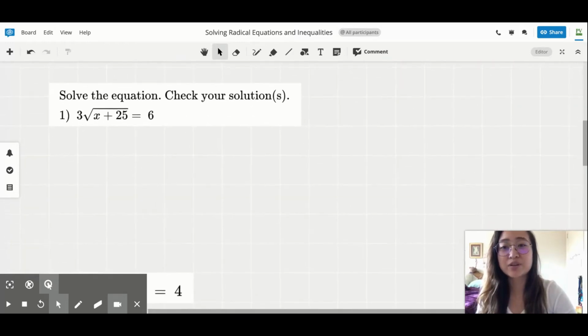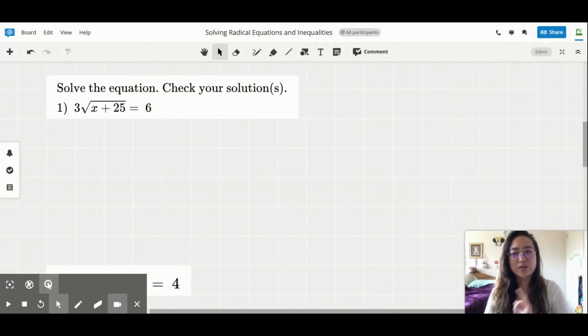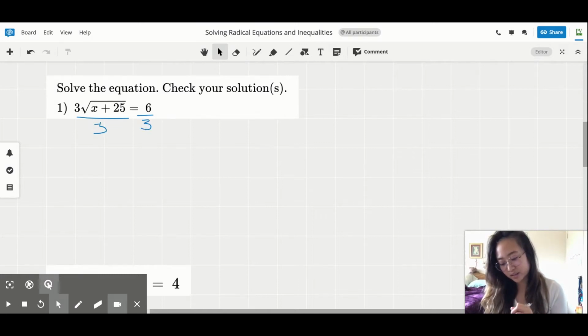So we have our first problem. Notice that for problems 1 through 5, our directions are to check our solutions. So we may expect some extraneous solutions for these ones, but let's go ahead and solve number 1. Keeping in mind also that we need to isolate the square root, let's divide the 3 out from both sides. So we're left with the square root of x plus 25 equals 2.